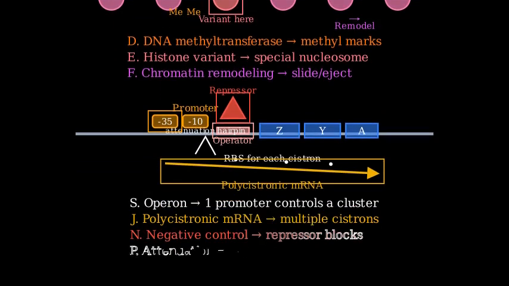S operon, one promoter, many genes. J polycistronic mRNA, one transcript encodes multiple proteins. N negative control, a repressor on the operator blocks RNA polymerase. P attenuation, RNA structure causes early termination.